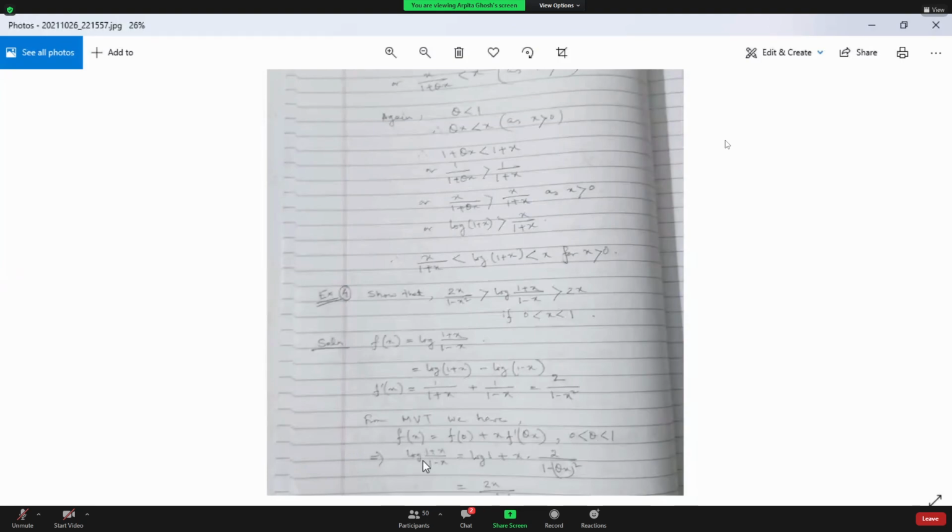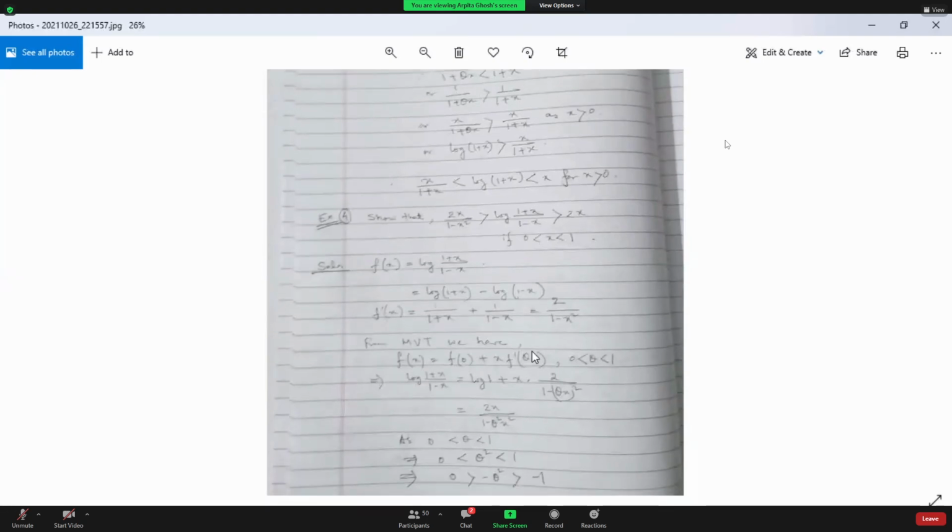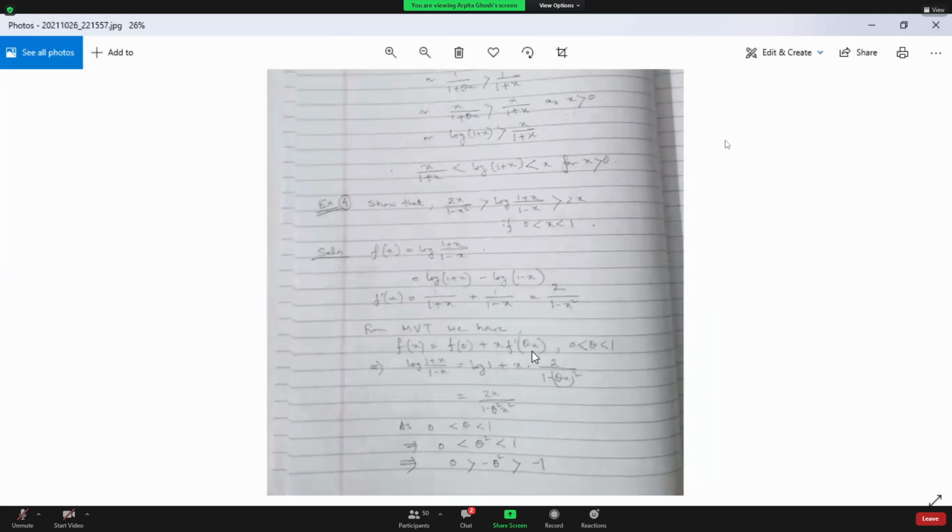So log of 1 plus x by 1 minus x will be equal to f 0, which means log of 1, that is 0, plus x into f dash theta x. f dash x is 2 by 1 minus x square, so f dash theta x will be 2 by 1 minus theta square x square. After applying mean value theorem, we have log of 1 plus x by 1 minus x equal to 2x divided by 1 minus theta square x square.